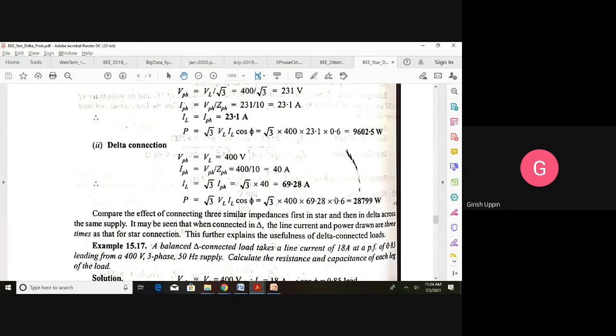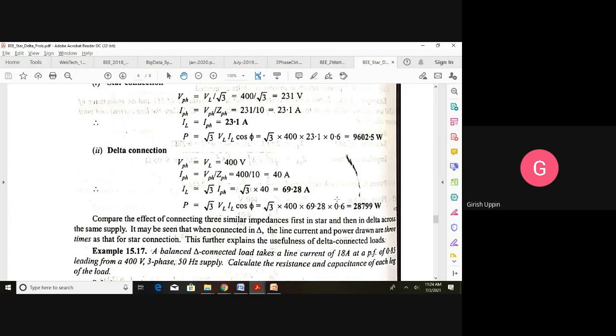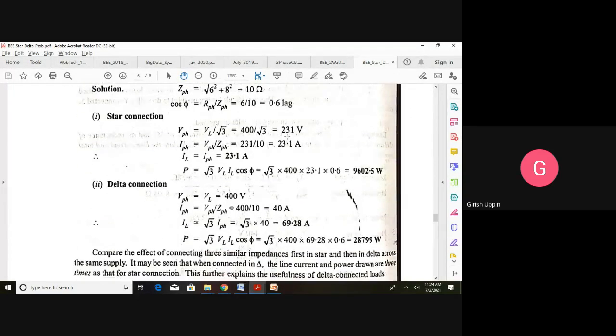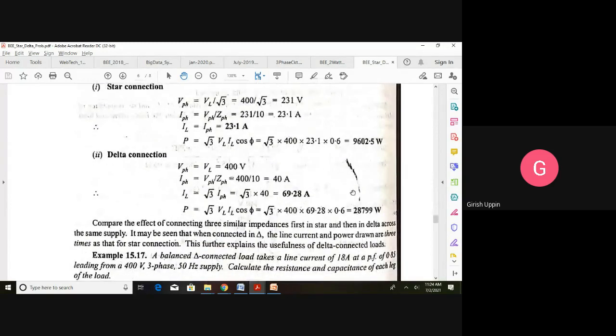How did we get this power factor? R by Z, that we calculated initially. Cos phi is equal to R phase by Z phase. So resistance is 6 ohm, impedance is 10 ohm. We get it as 0.6 lagging. So this is the power consumption, 28,799.